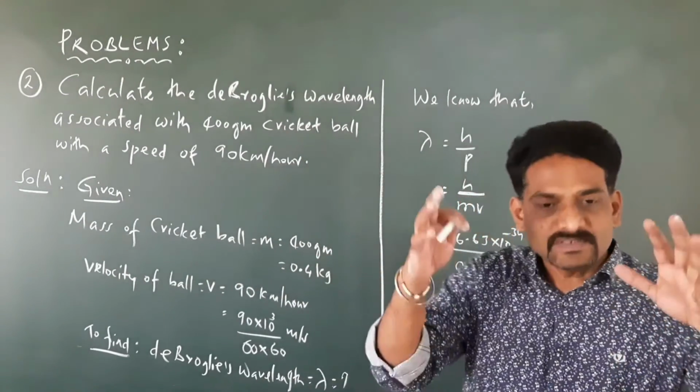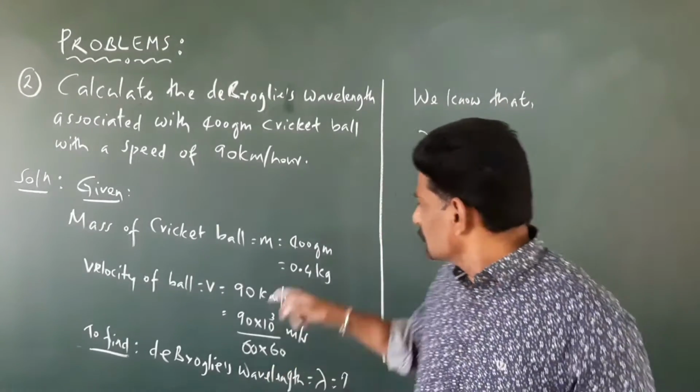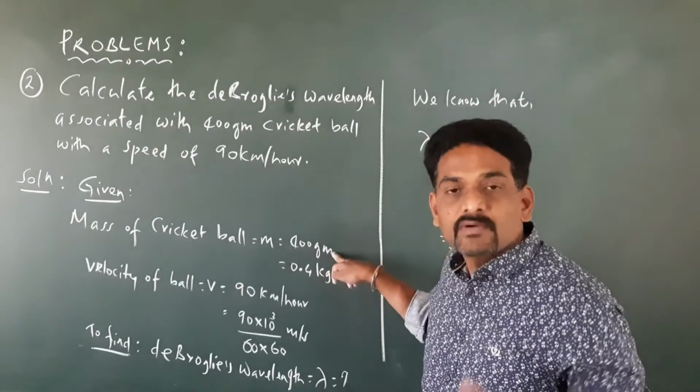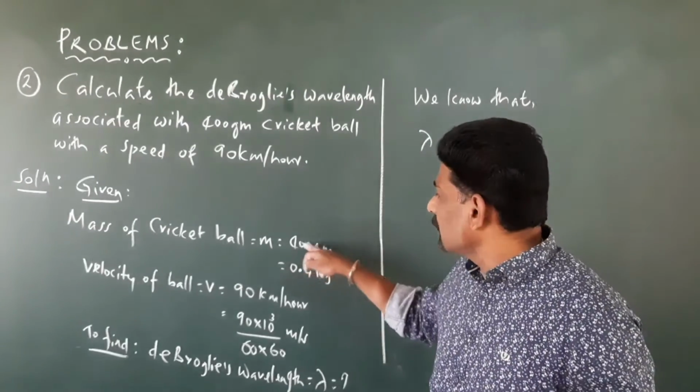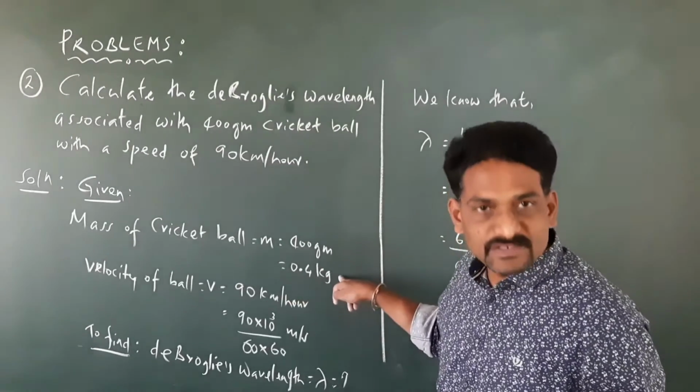So first, once the values are given, we have to convert them into SI system, right? So it is given in terms of gram. To convert it into kg, 400 into 10 raised to minus 3 kg. That is going to be 0.4 kg.